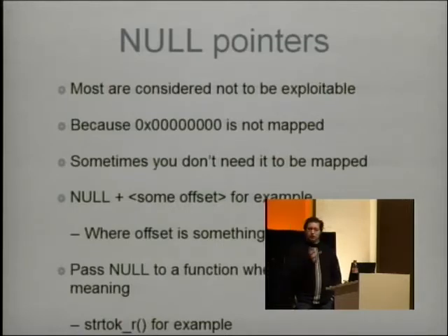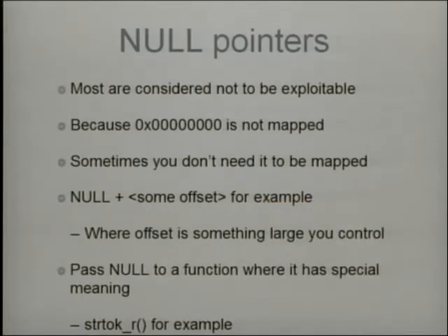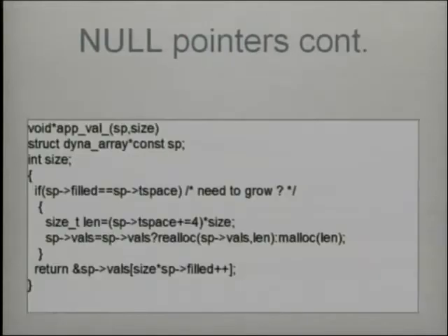And then you get to write to, then basically the offset will get used as an absolute address. And the second one is where you have a null pointer that came back from some malloc or whatever, and it gets passed to another function where null has some special meaning. One example is strtok_r.